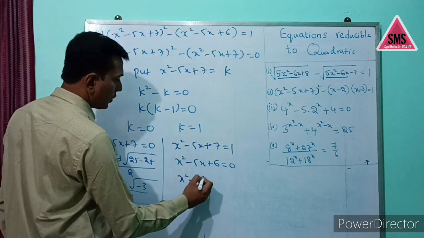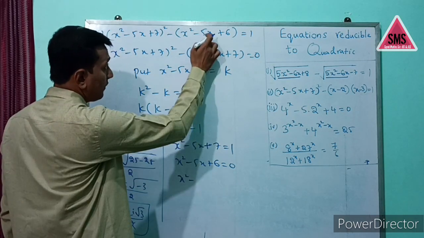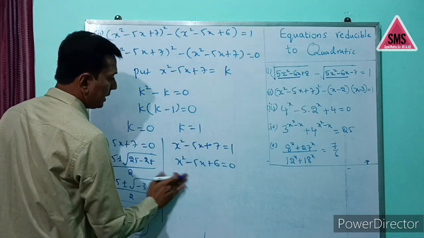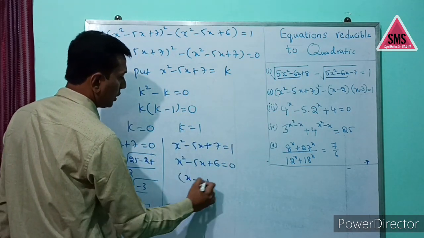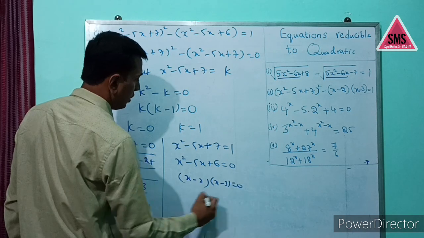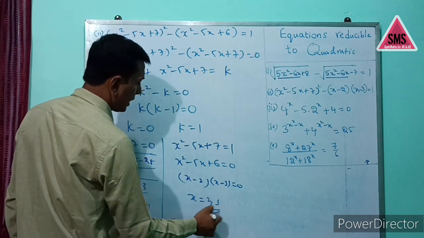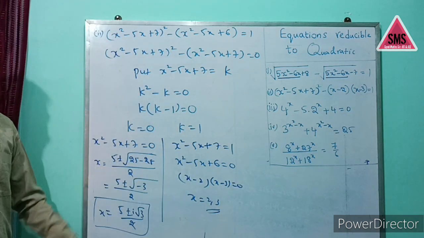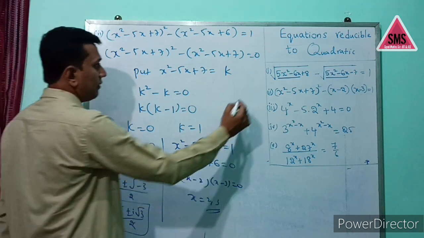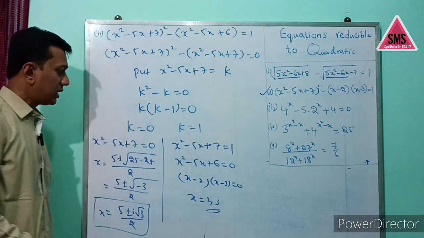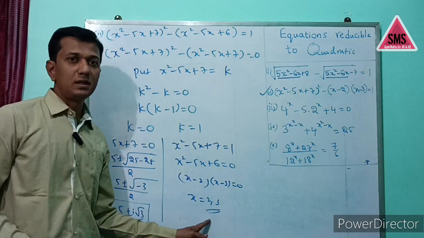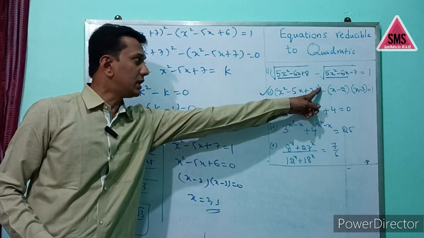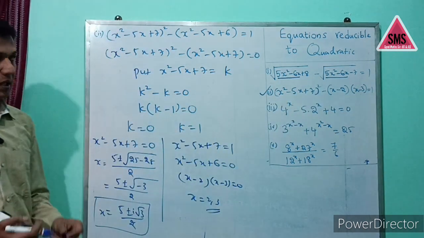So you will get x square, already we have factorized this one, so you will get x minus 2 into x minus 3 equals 0. Then x equals 2 and 3 are the roots of this quadratic equation. Like this, overall for this given equation, you will get 4 roots because the highest degree will be 4.